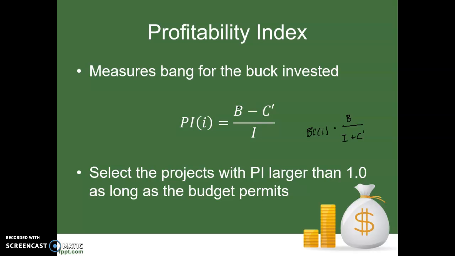So this is essentially the net benefit compared to the initial investment. I use the term bang for the buck: how much benefit can we get compared to the initial investment? And so the profitability index is similar to benefit cost ratio in that if it's greater than 1, then that's a good thing. That means it's a project that we would want to potentially consider.